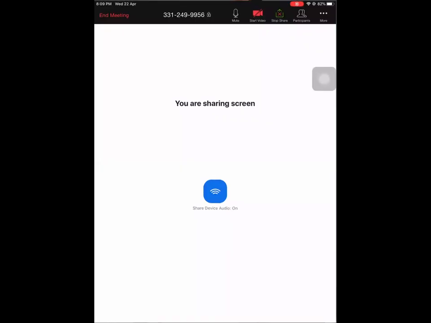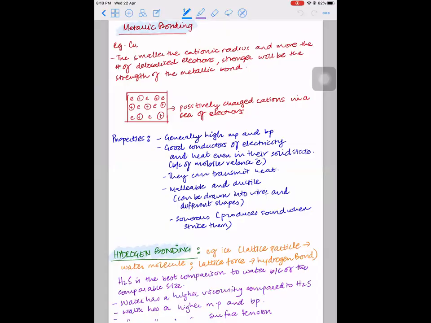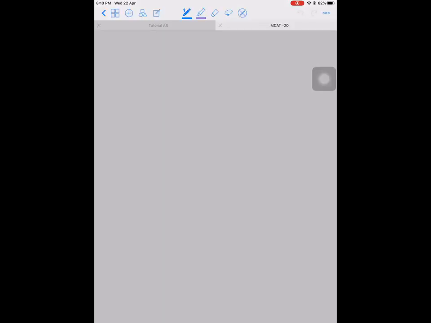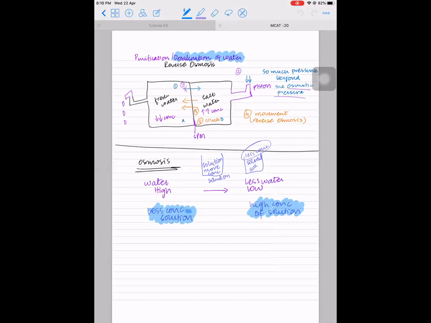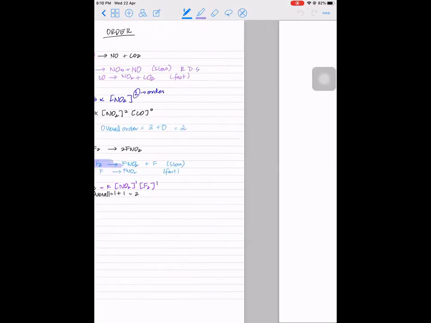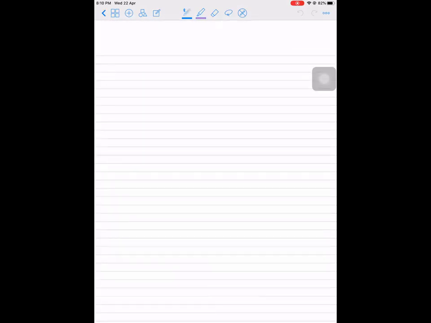We will continue with reaction kinetics, and we will talk about the molecularity of a reaction. This is where we stopped last time. We discussed the order of reaction. Now let's talk about the molecularity of a reaction. What is molecularity of a reaction?